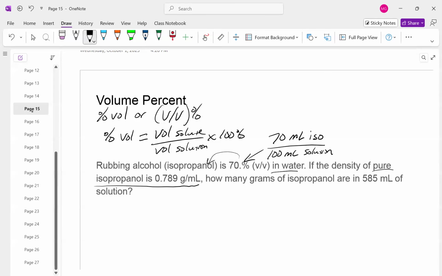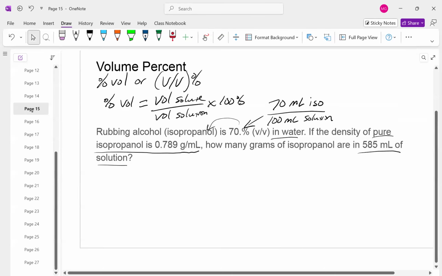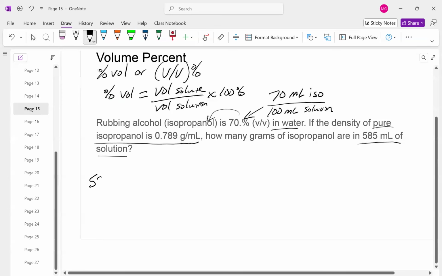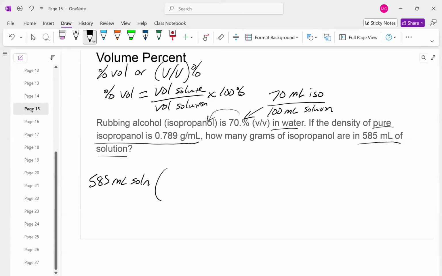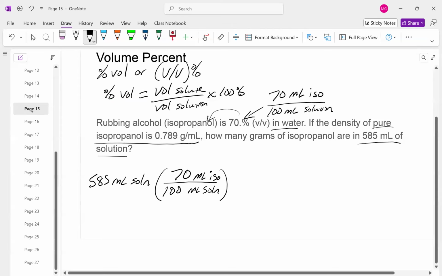Now I'm given 585 milliliters of solution. So let's start there and use our conversion factor that has milliliters of solution in it so that we can get rid of it. So milliliters of solution can convert into milliliters of isopropanol. And my conversion factor is 70 milliliters of isopropanol in 100 milliliters of solution.